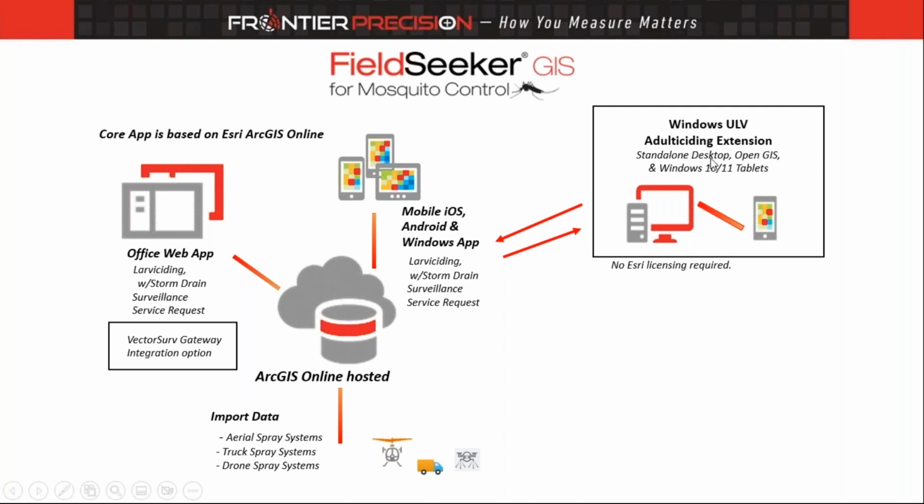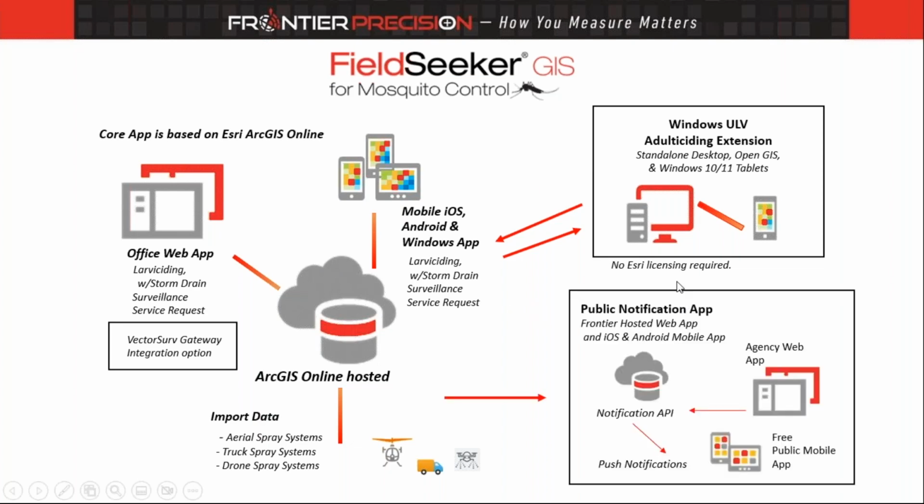Since it is a standalone desktop system that's based on OpenGIS, the Esri licensing is not required. However, we can leverage it for advanced functionality, and we'll show you a little bit of that. So whether you or your county or city already has ArcGIS Online, we can just use ArcGIS Online with some of the Windows ULV functionality. Or if you are using Field Seeker Core or decide you want to down the future, we can integrate the two systems together.